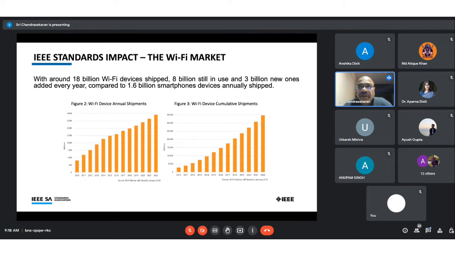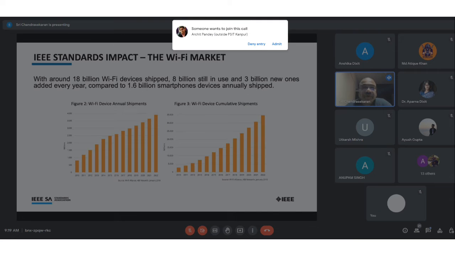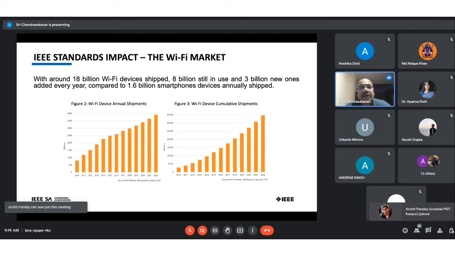And not only the number of people using it has gone up, but the audio and the video quality has also gone up. It's 4K HD and things like that. If you look at the market numbers of devices that are being shipped, today we have 8 billion devices in use. That's more than the number of people we have on the planet. And every year they are adding 3 million people.